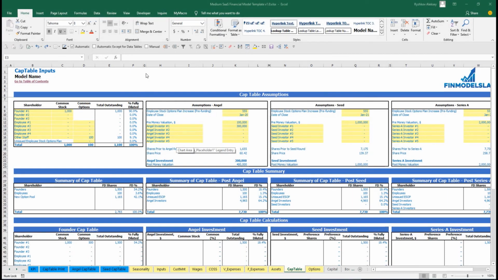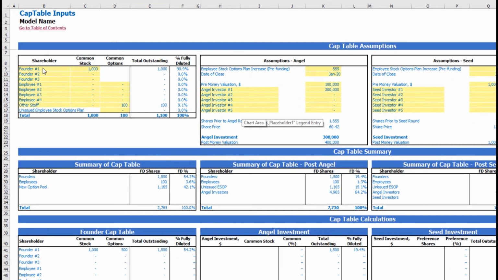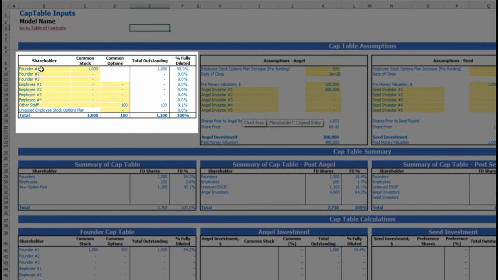On the cap table you can input the main cap table assumptions for funding, angel, seed and Series A rounds, see some summary and calculations and reports. So let's begin from the founders information. On the top left side you can input up to 3 founders and up to 5 categories of employees. You can set the names.